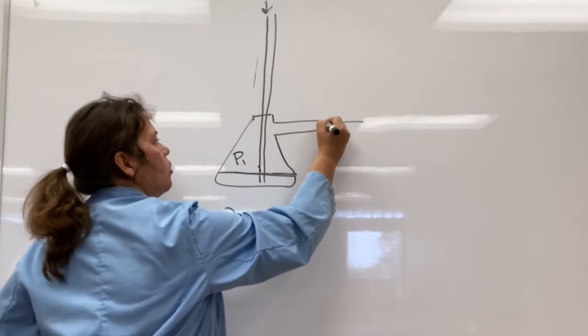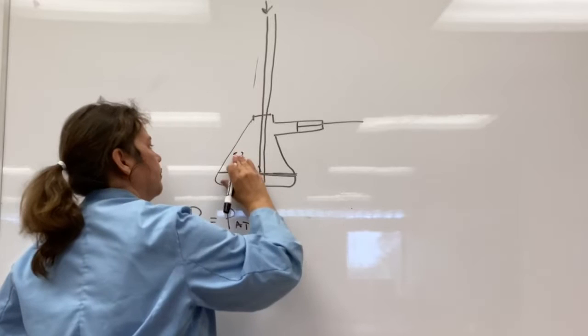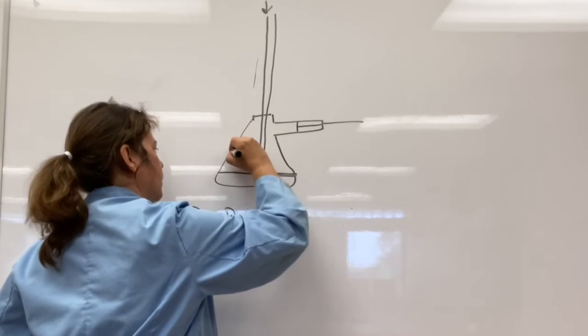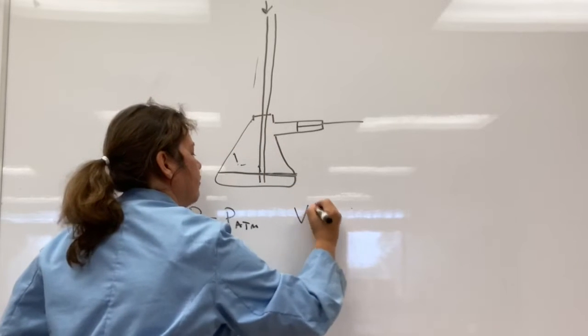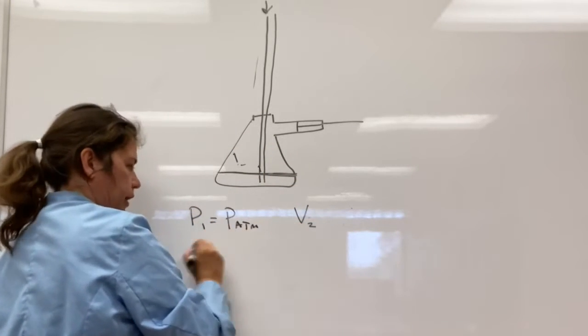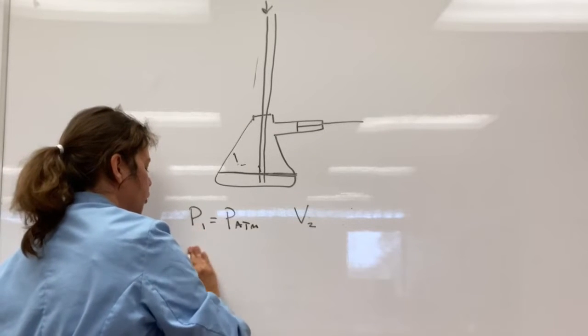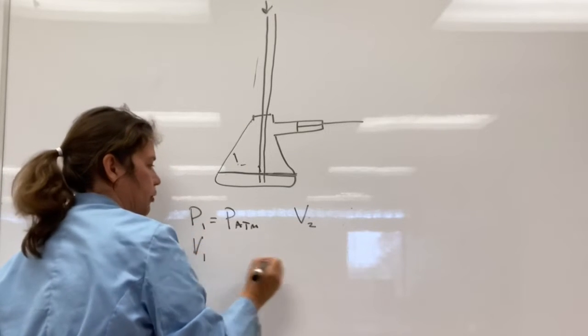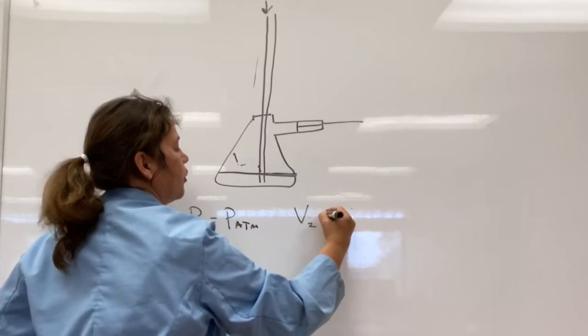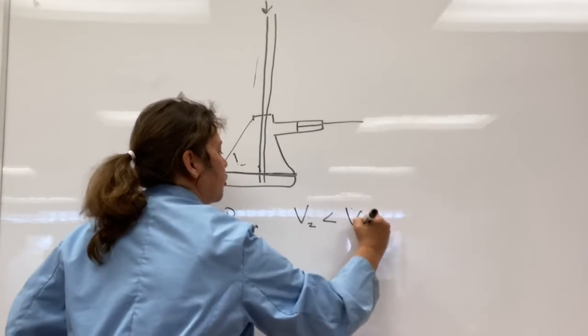Now, if I close the syringe, it's going to drop my volume, so that my volume is decreased. So I'm going to have a volume 2. Pressure 1 will be the pressure of the atmosphere. Volume 1, we're going to go ahead and measure. Volume 2, we're going to diminish by closing the syringe. So volume 2 will be less than volume 1, okay?